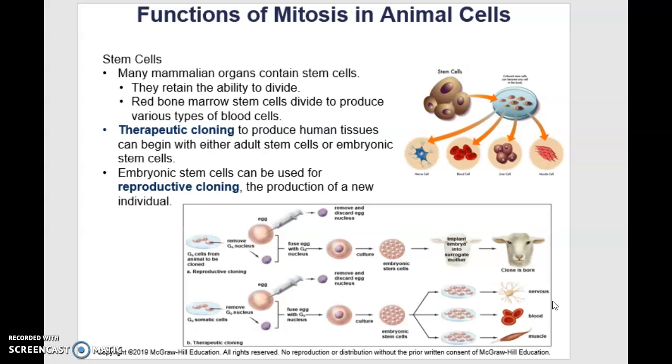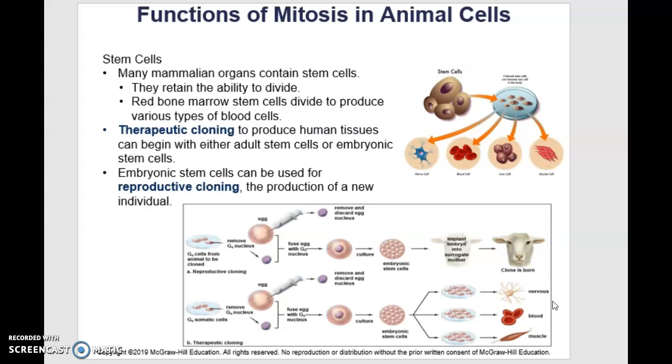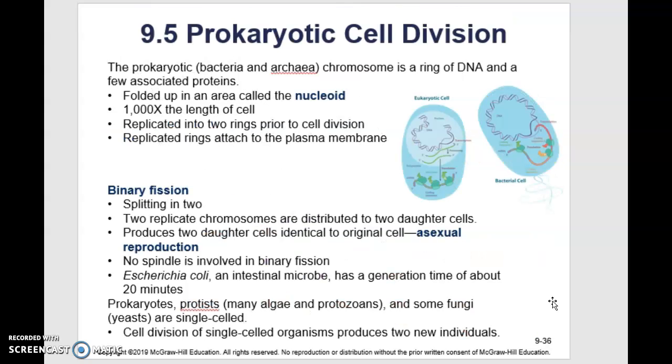Now another function of mitosis, I guess I did put that here, we'll talk about that in a minute. There is another purpose of mitosis, and that's asexual reproduction, but that only happens in single-celled organisms. So reproduction itself is not mitosis. But asexual reproduction, that means reproduction without sex, is going to happen in single-celled organisms. And that's also called binary fission.